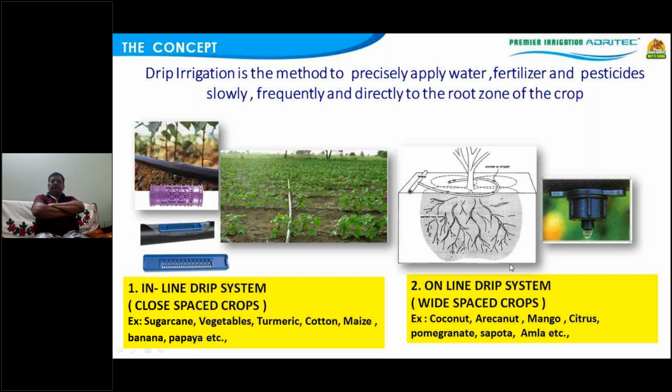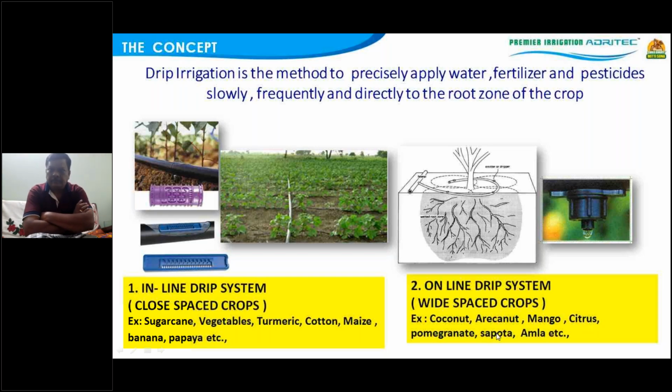Now when we come to the online drip irrigation system, as the name suggests, you will have this tube, and from the tube you will take an extension, and then you are going to fit the drippers around the root volume of the crop. So this is generally preferred for the wide space crop. If I use the inline for a wide space crop like coconut, which is say 25 feet by 25 feet, I am going to water the in-between area unnecessarily, unless I have an intercrop. If I have an intercrop of vegetable, then it is okay. But if I'm not having an intercrop, then I'm going to be wasting the water. So here I will be giving a point source irrigation, which is called an online drip irrigation, very common for coconut, arecanut, mango, citrus, pomegranate.